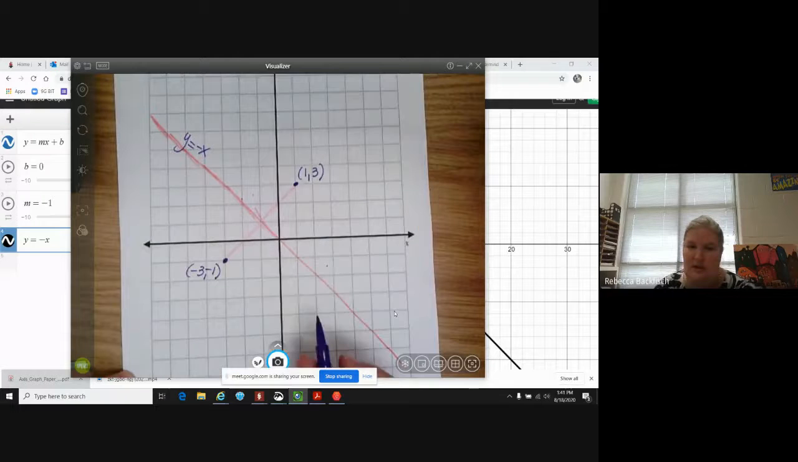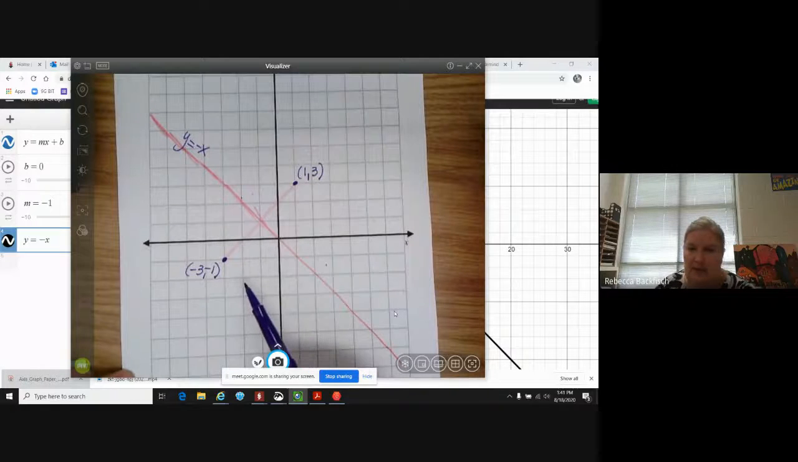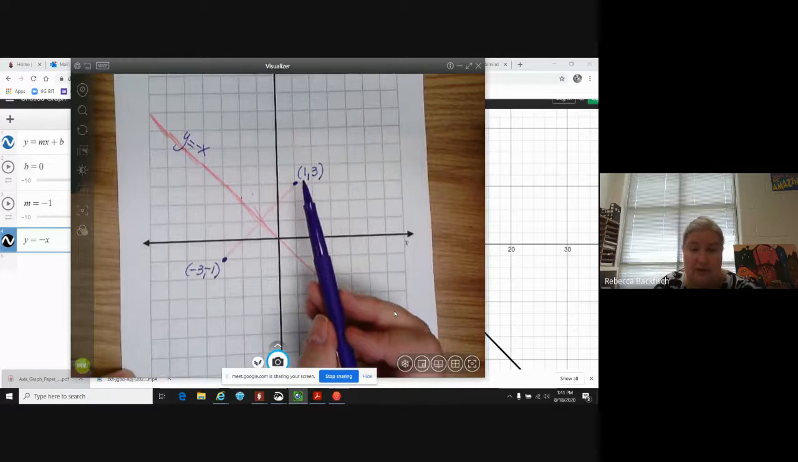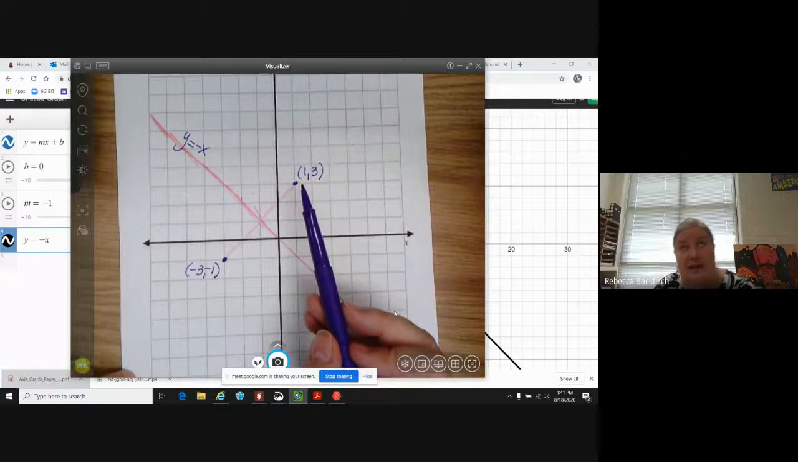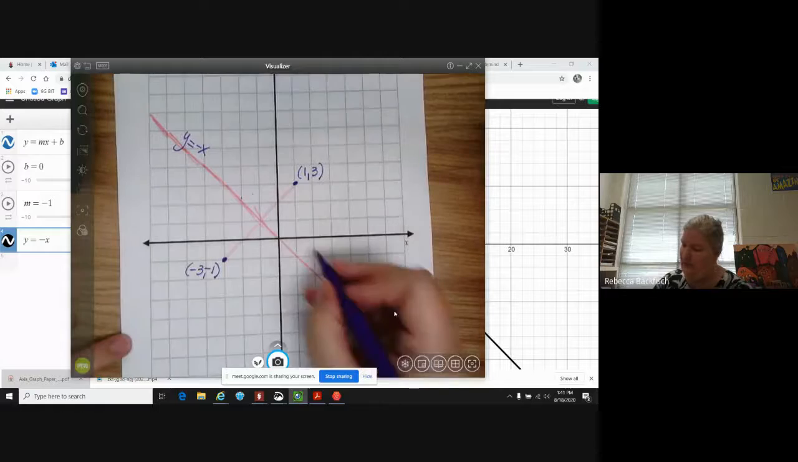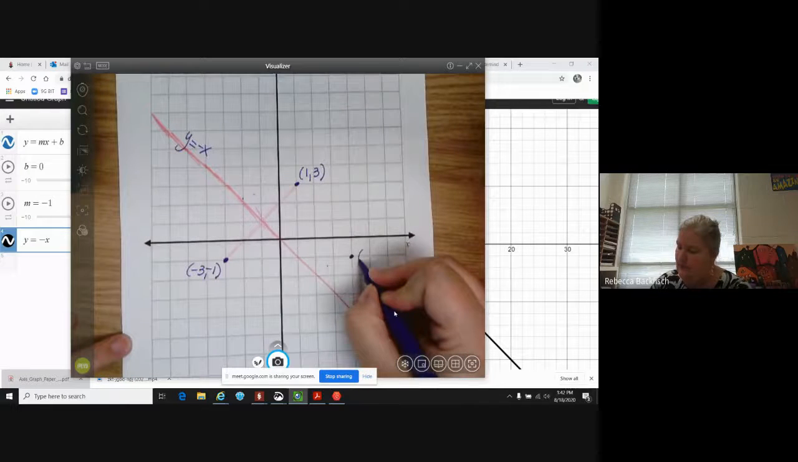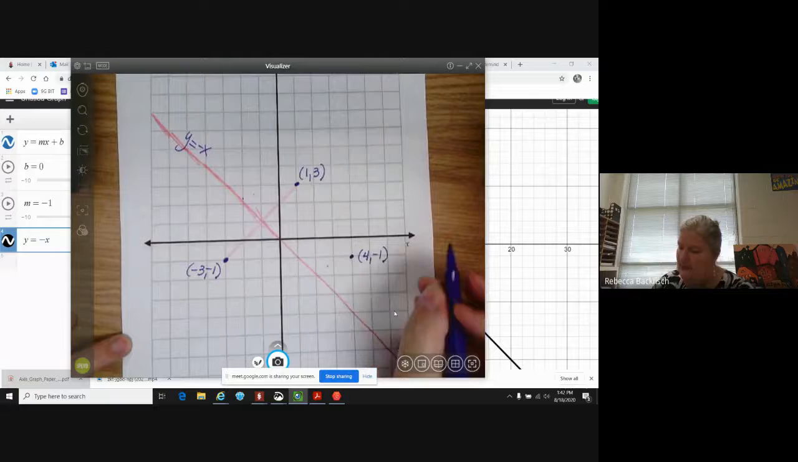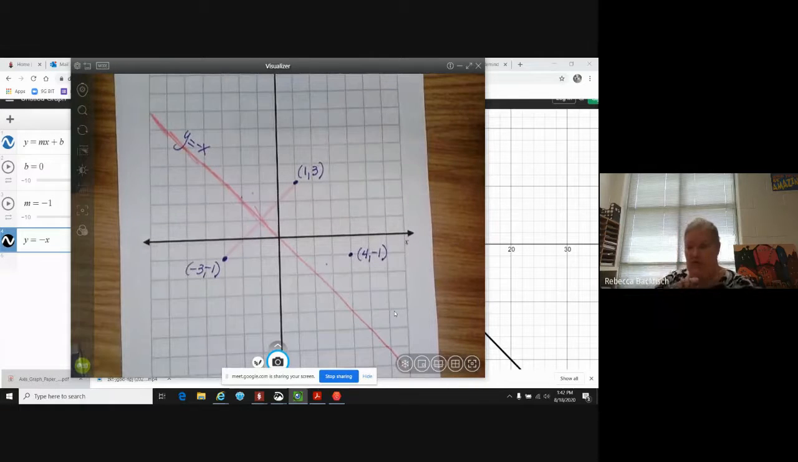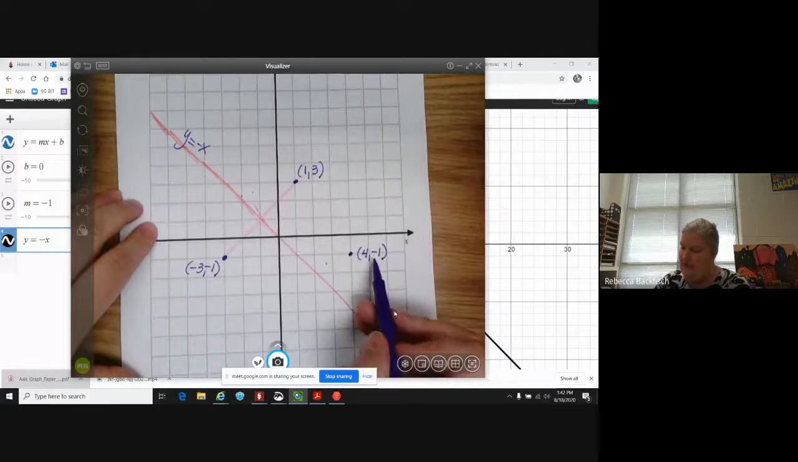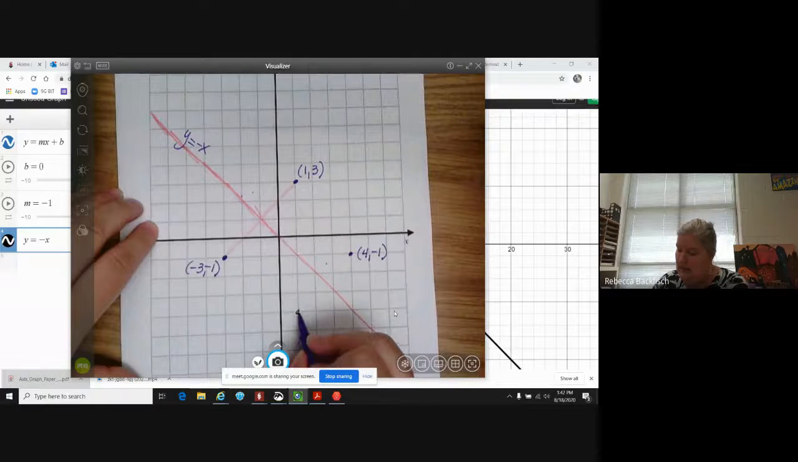-3, -1. So let's look at what happened. They traded places. The 3 came first now, and the 1 comes second. They also changed signs. They both traded places, and they both changed signs. Let's see if that's really the rule, if that happens for another one. Let's look at 4, -1. If we trade places, the 1 would come first. And if their signs are both opposite what they were to begin with, then the 1 is going to have to be positive, and the 4 is going to have to be negative. So 1, -4.